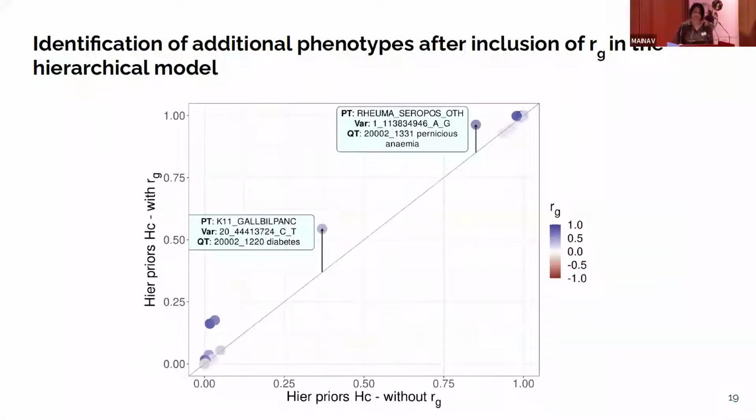Okay, so this is a figure where we have used a hierarchical model to infer the priors. And on the X and Y axis, you have the posterior probability using hierarchical priors without using the genetic correlation, and also by including the genetic correlation data. What we see are some phenotypes actually have a higher posterior probability of causal association when we include the genetic correlation. So in case of diabetes and pernicious anemia for these 2 variants.